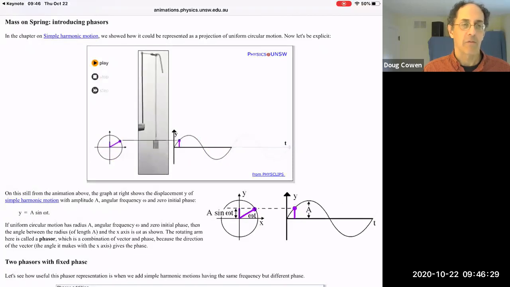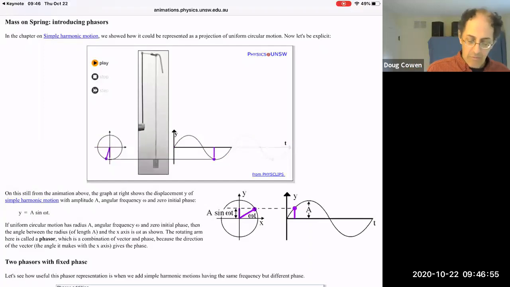So you see that phasor is rotating around counterclockwise. Its projection onto the y-axis gives you the amplitude of the oscillation as a function of time. And if you then plot that amplitude, the y value as a function of time, you get the sine wave over on the right-hand side. So that's why this is called sinusoidal oscillation, simple harmonic oscillation.